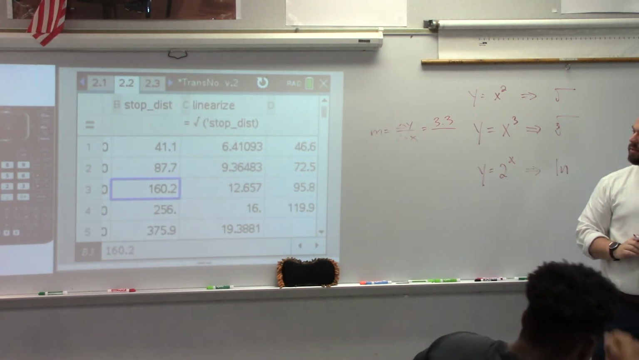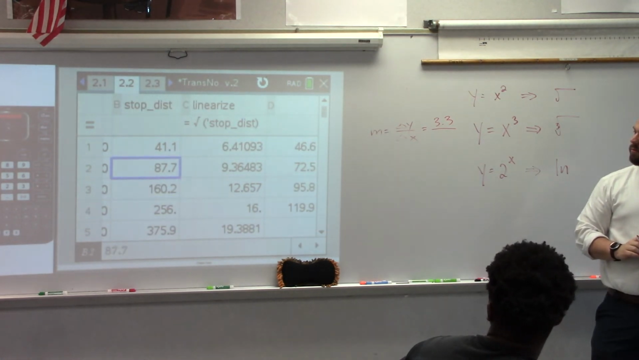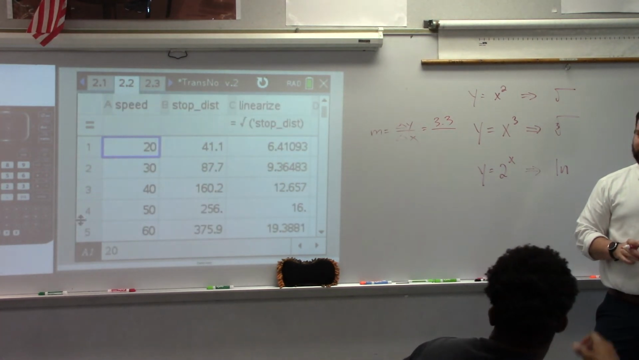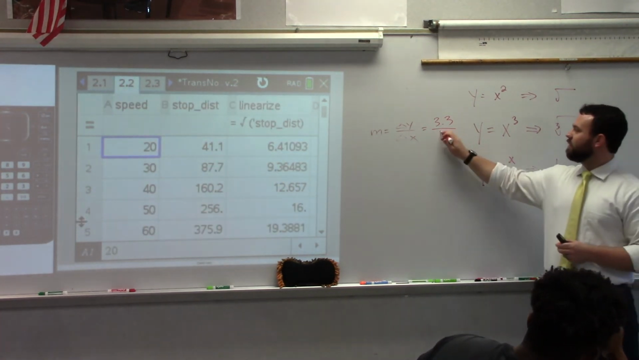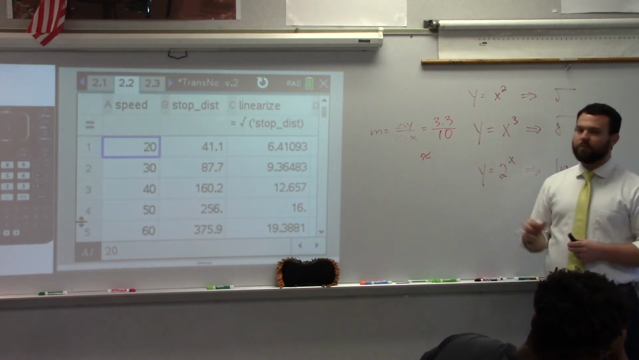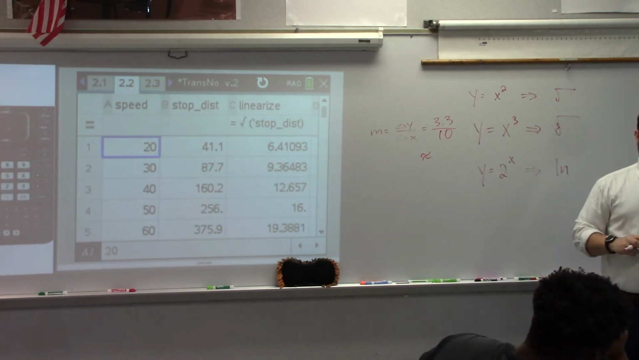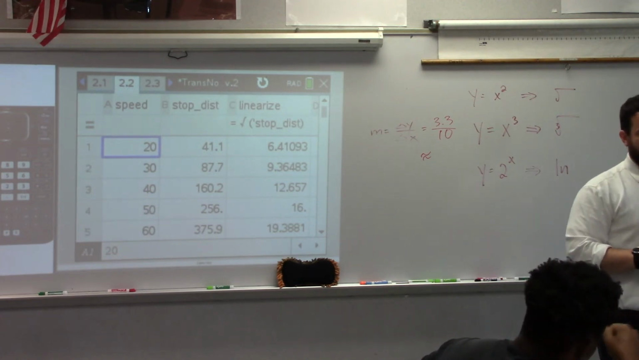Keep going. That's not x. One more to the left. There we go, there's our x. Change them by 10. So what do we think that slope should be about? 3.3 divided by 10.